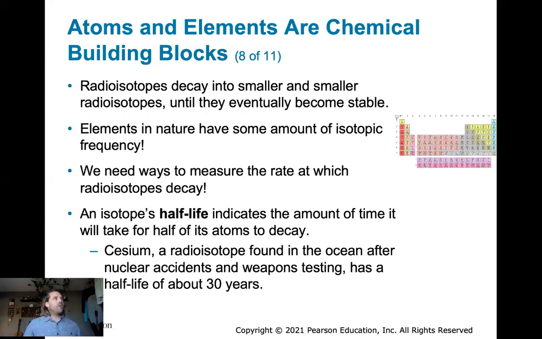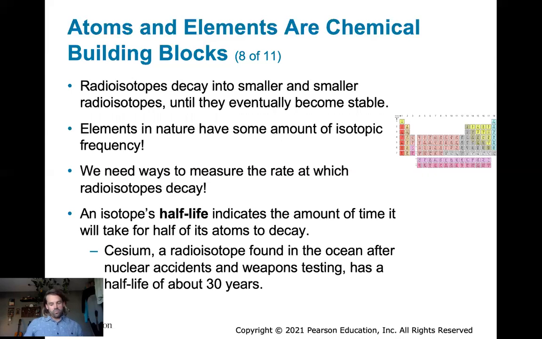We need a way to measure how radioactive, or the rate at which decay occurs. And we refer to this metric as a half-life. An isotope's half-life indicates the amount of time it takes for half of its isotopic atoms to decay to that stable form. So for example, cesium is a radioisotope found in the ocean after nuclear accidents or after nuclear testing. You've all seen those mushroom clouds tested in the ocean. And that cesium radioisotope has a half-life of about 30 years.